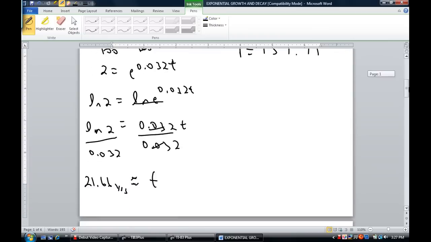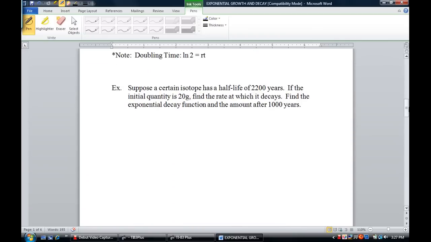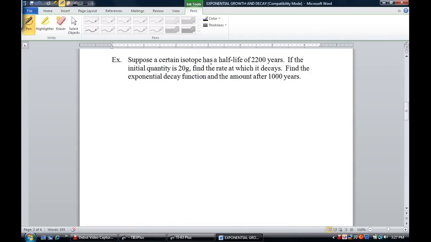Let's do some more. We're looking at an isotope that has a half-life of 2200 years. That means it's decaying. So if the initial quantity is 20 grams, find the rate at which it decays. And then we're going to find the exponential decay function, and then we're going to use that function to find the amount after 1,000 years. So what that's telling you is we have to find k first. There's 3 different questions here.